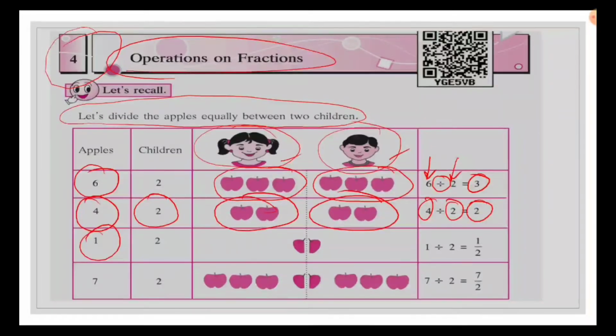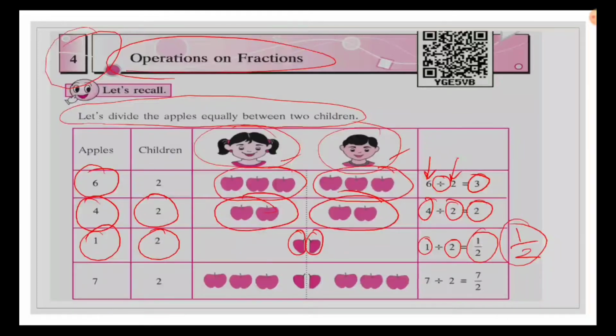Now if I have only one apple and I am dividing it between two children, we will be dividing 1 divided by 2. So 1 divided by 2 is nothing but 1 upon 2. 1 upon 2 means half. So what did we do with one apple? We divided it into 2 equal parts and distributed it among the children. So if I have one apple and 2 children, half will be my answer, that is, I will be giving half to each of the children.